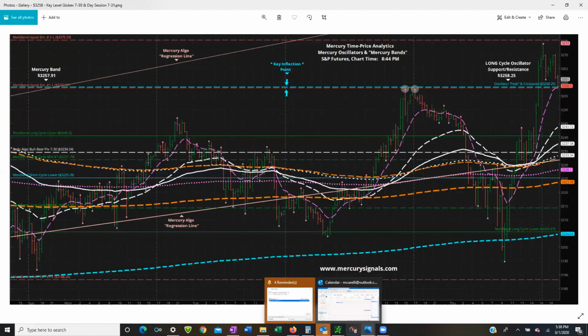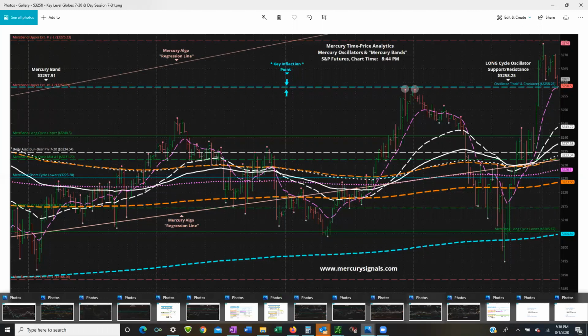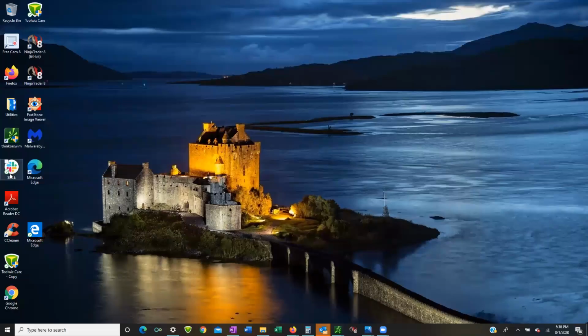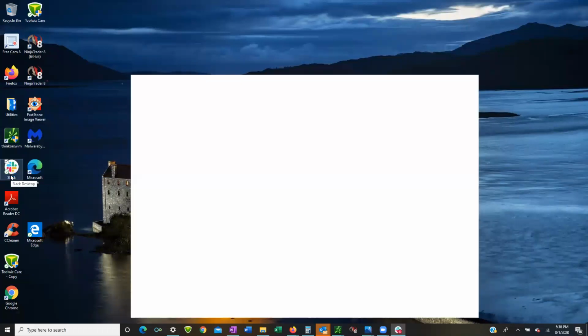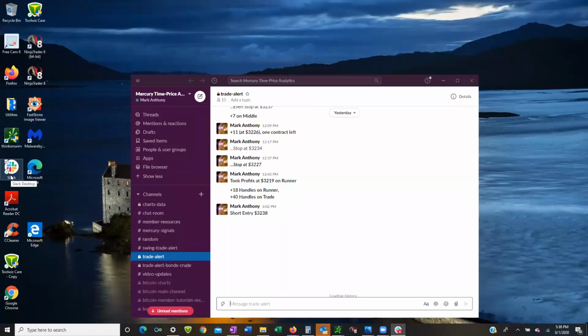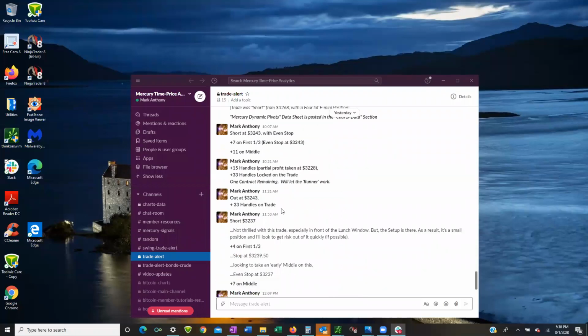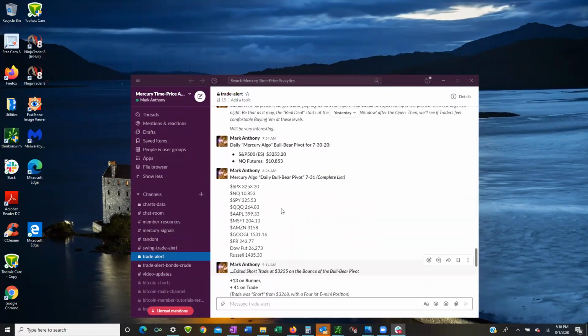So the Slack channel, these are all the trade alerts. Oh, by the way, the daily bull bear pivot, I give you the info for all these: ES, NQ, SPY. So if you like trading SPY or QQQ options, you got bull bear pivots for all of these, plus the Dow futures, plus the Russell.